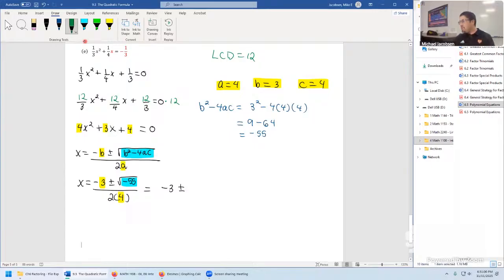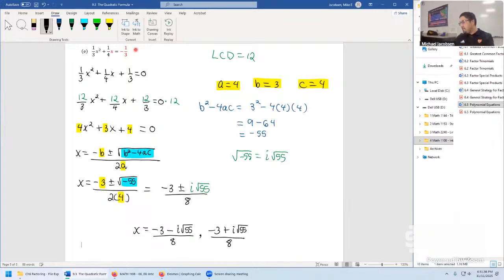And just a reminder, when you see a negative root 55, we can rewrite this as i root 55. So i root 55 would plug in right here, coming from the negative sign, we get the i. Whole thing is divided by 8. And that's our two solutions. So the only solutions to this original equation up here are x equals negative 3 minus i root 55 divided by 8, or negative 3 plus i root 55 divided by 8.